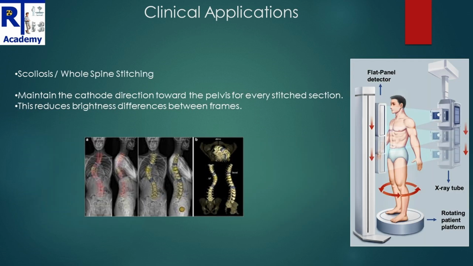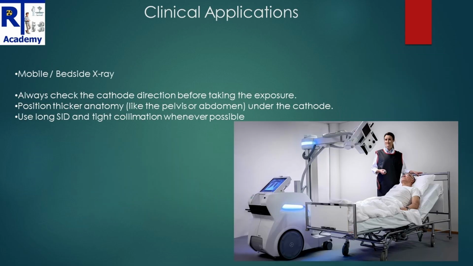25. Scoliosis. Whole spine stitching. Maintain the cathode direction toward the pelvis for every stitched section. This reduces brightness differences between frames. 26. Mobile bedside X-ray. Always check the cathode direction before taking the exposure. Position thicker anatomy, like the pelvis or abdomen, under the cathode. Use long SID and tight collimation whenever possible.